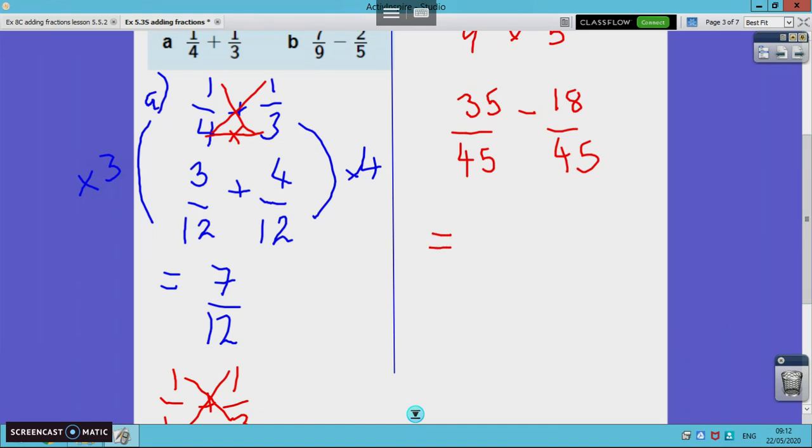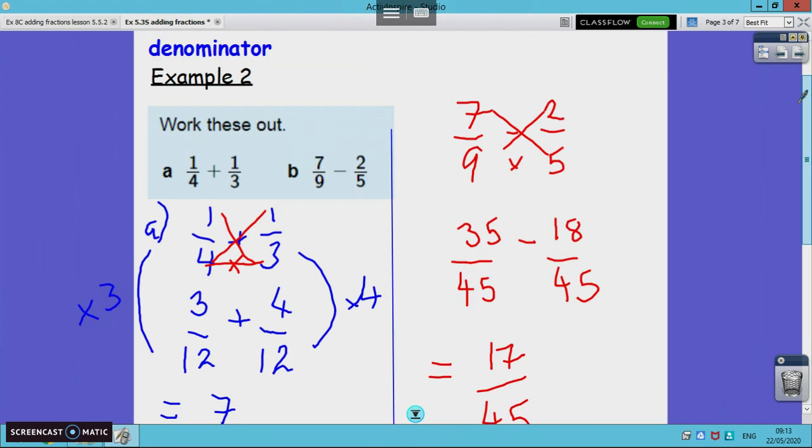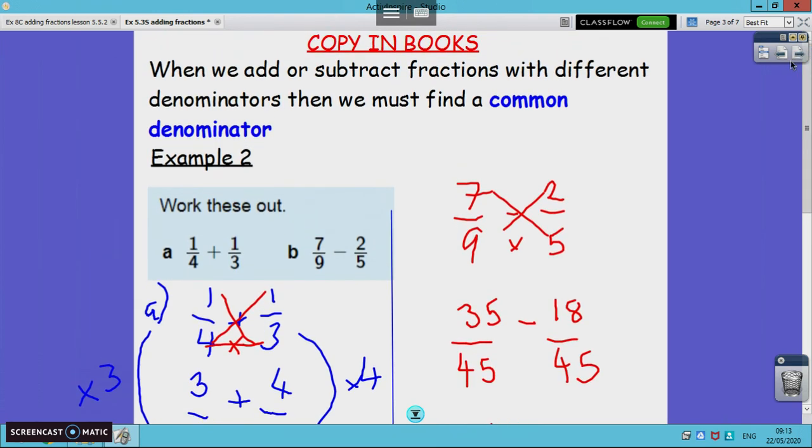So if we take away 20 and then add 2, that's the same as taking away 18 rather than counting down. So that gives us 15 plus 2 is 17. So 17 over 45. And I can't cancel that anymore because nothing goes into 17 that goes into 45. So that's my final answer. Okay, if you need to go through that again, rewind, go through it a couple more times just to make sure you're really confident with it.